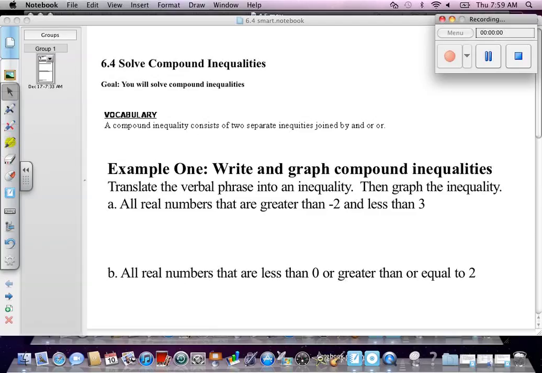All right, ladies and gentlemen, we're looking at 6.4, solving compound inequalities. A compound inequality consists of two separate inequalities joined by an "and" or an "or". So compound inequalities are like we took two inequalities and stuck them together.